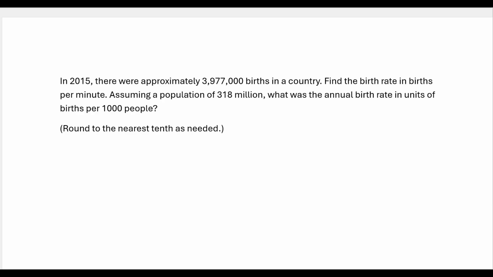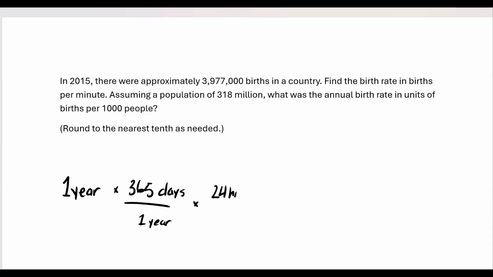So I know that there is 1 year, right? The year is 2015 in this case. I also know that there are 365 days in 1 year. Actually, this is going to be very similar to the string of conversions. I also know that there are 24 hours in 1 day. I know that there are 60 minutes in 1 hour. So what I have here is a string of conversions that I can go ahead and cancel some stuff out.